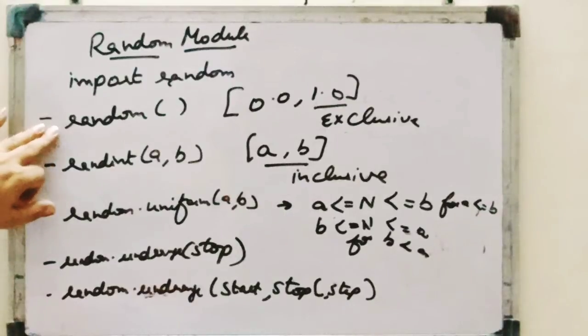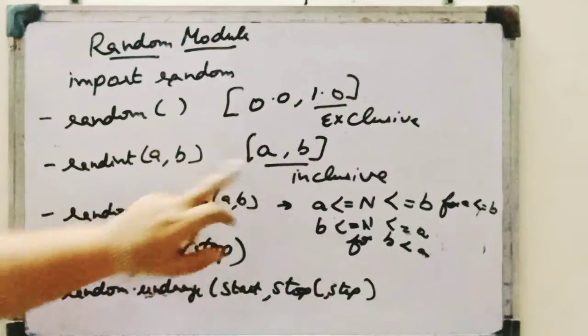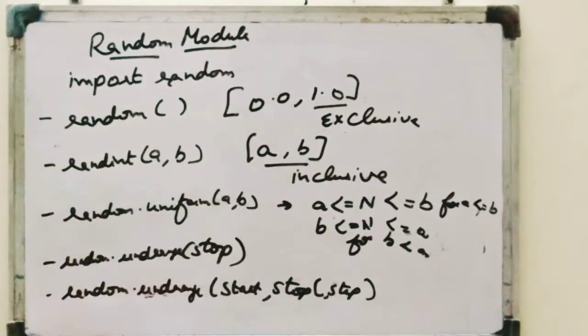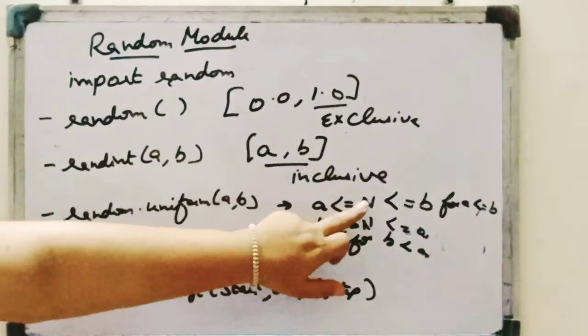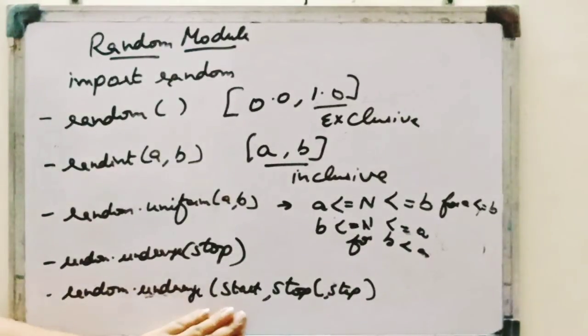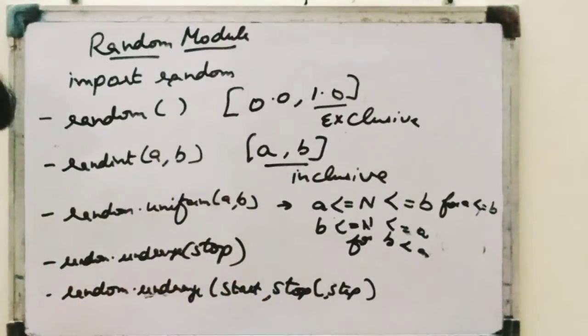Simply, for random, only the last one is exclusive. In randint(a, b), both are inclusive. In uniform(a, b), it means you have uniformity, that is, the number is greater than or equal to a and less than or equal to b. In randrange(start, stop, step), start means from where it will start, the lower limit; stop is the maximum limit; and step is how many numbers you have to move further. So this is all about the random module.